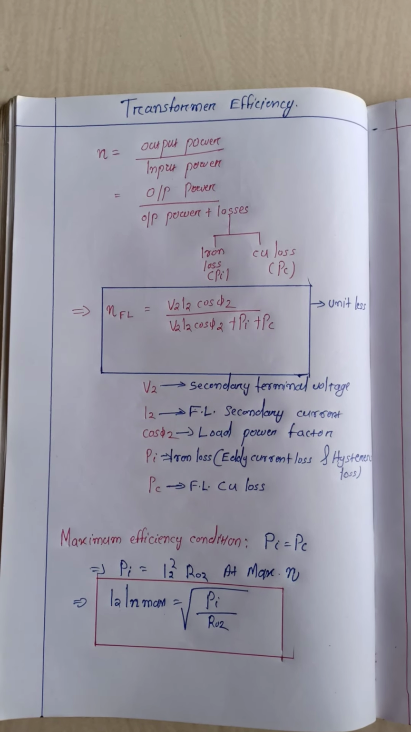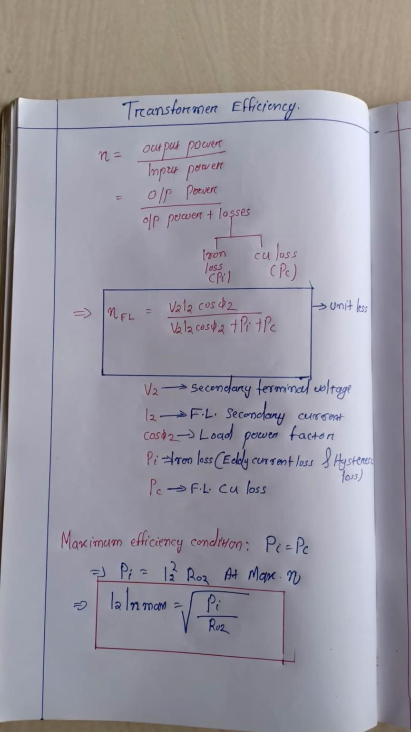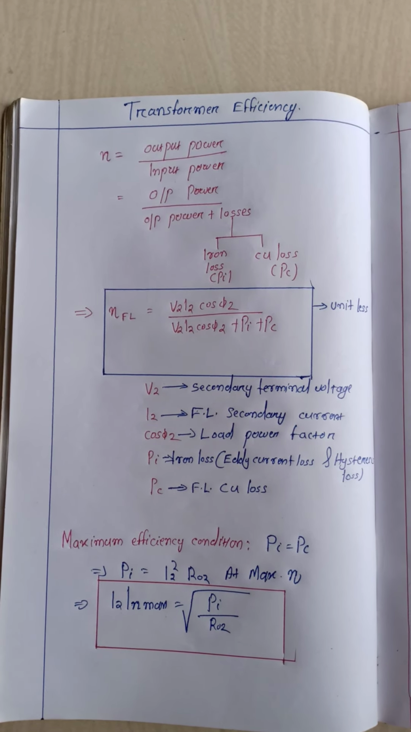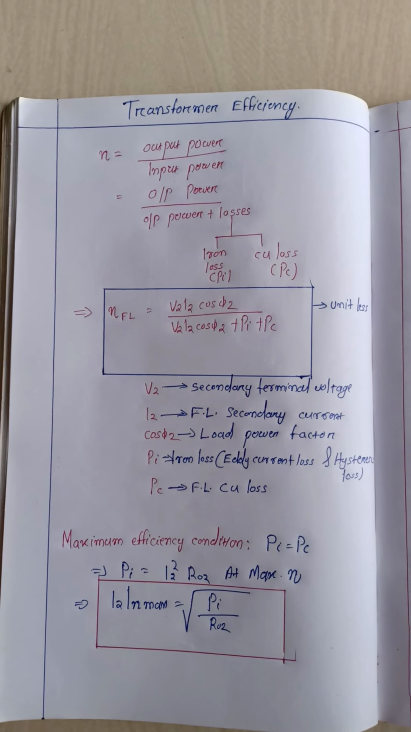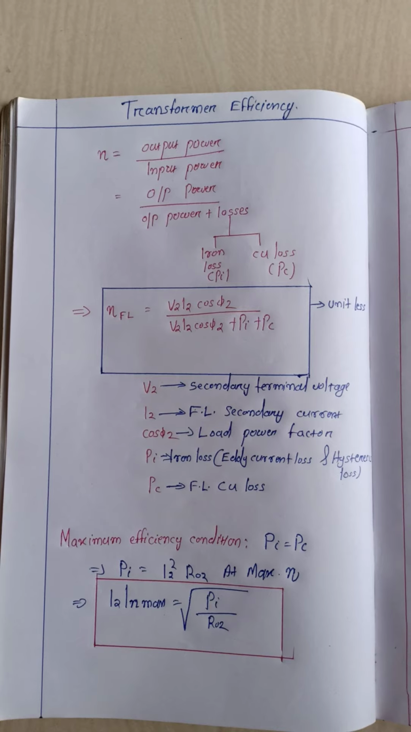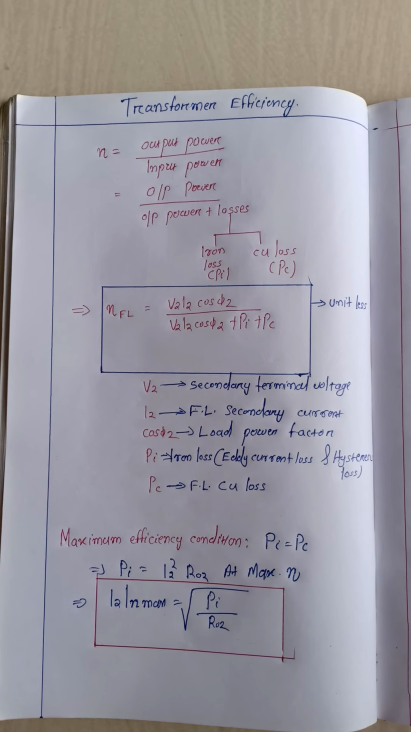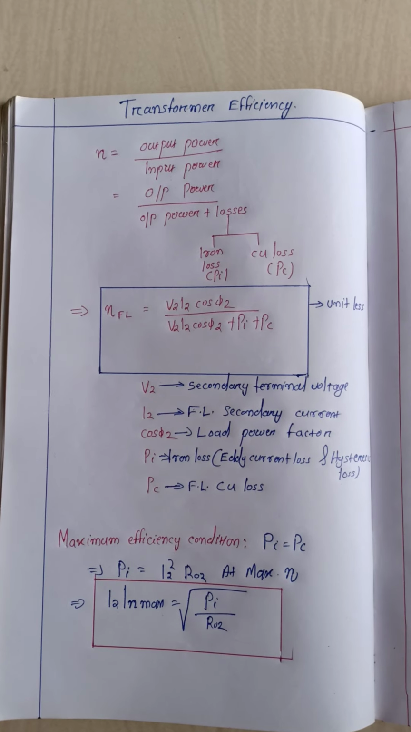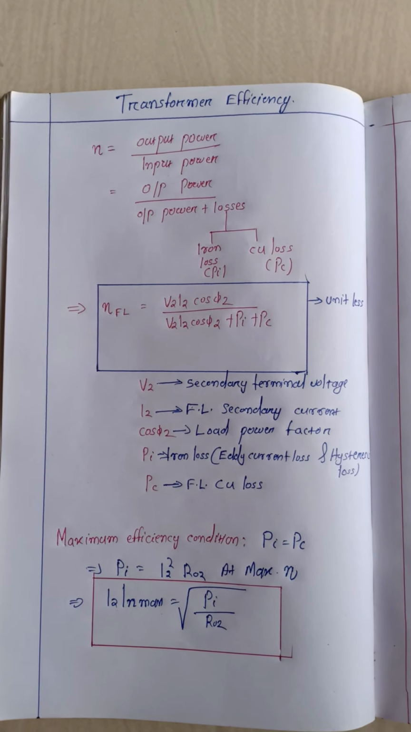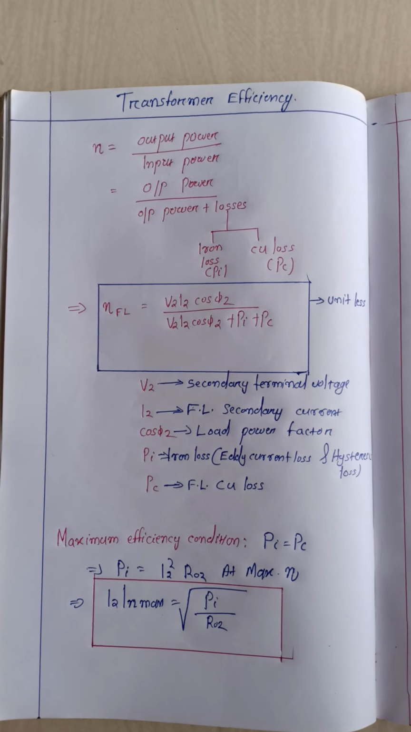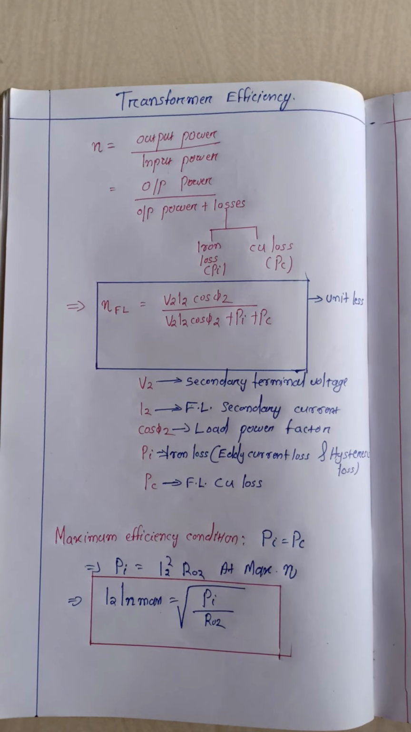So what is the value of a transformer efficiency? Efficiency is equal to output power divided by input power, or you can write it as output power divided by output power plus losses. There are two major types of losses in a transformer, that is iron loss and copper loss. I denoted Pi as the iron loss and Pc as the copper loss.